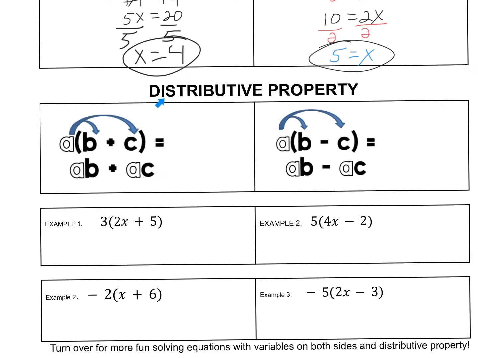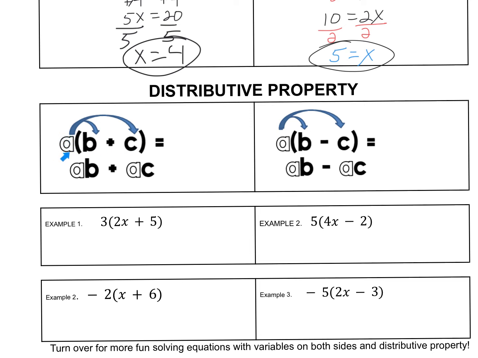Okay, now we need to consider the distributive property, because ultimately we're going to be solving equations with variables on both sides and having to use the distributive property. So here are some examples of the distributive property. These letters just represent variables.